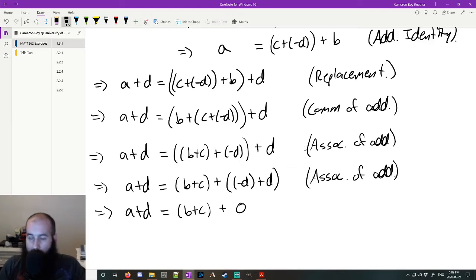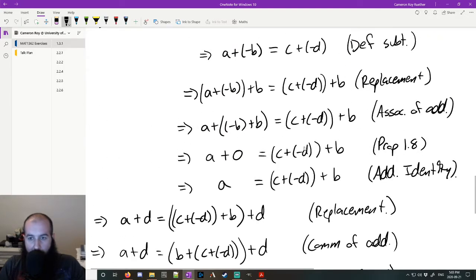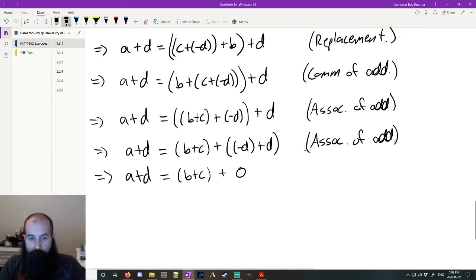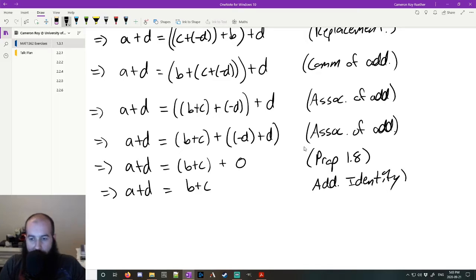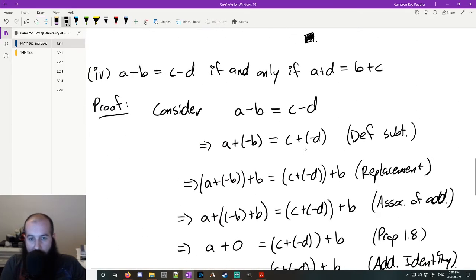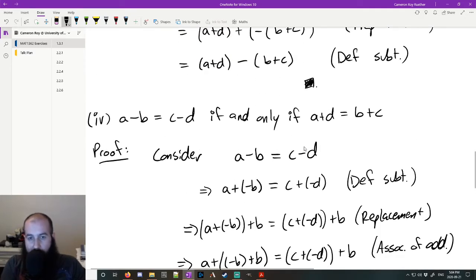And this is by the same proposition as up here, proposition 1.8. And then b plus c plus 0 is just b plus c by the additive identity. And so we've proved one direction. We started here with the left-hand equality, and we arrived at the right equality. Now, because this is if and only if, we have to go in reverse. We have to start with the right equality and arrive at the left.